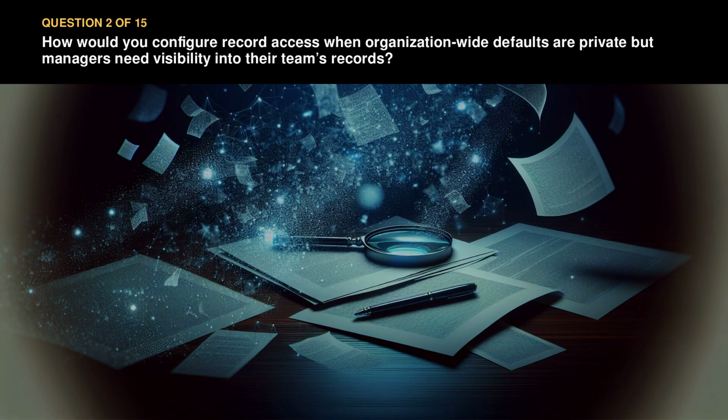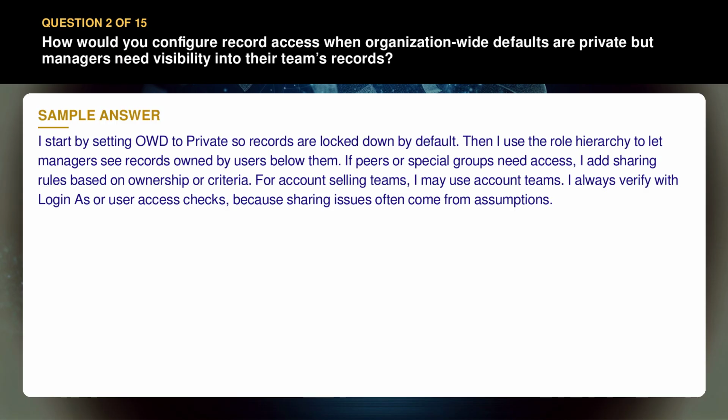Question 2. How would you configure record access when organization-wide defaults are private, but managers need visibility into their team's records? I start by setting OWD to private, so records are locked down by default. Then I use the role hierarchy to let managers see records owned by users below them. If peers or special groups need access, I add sharing rules based on ownership or criteria.